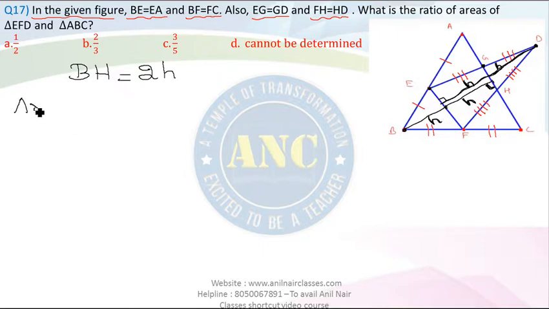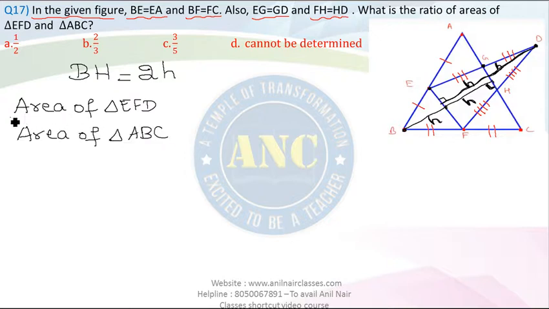Now what is the question? The question is the area of triangle EFD and the area of triangle ABC. I want to find the ratio, right? I want to find the ratio. Now what is the area of triangle EFD? The area of triangle EFD is half into EFD.